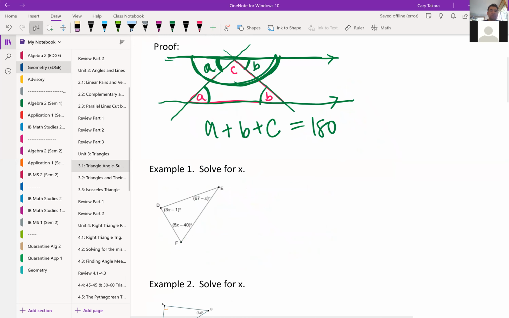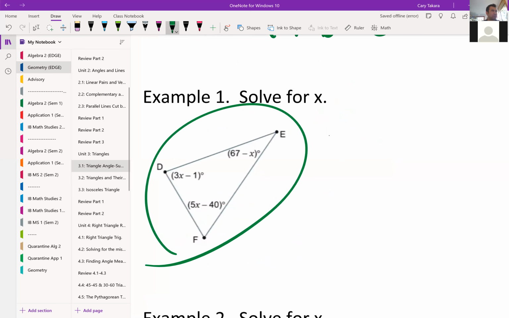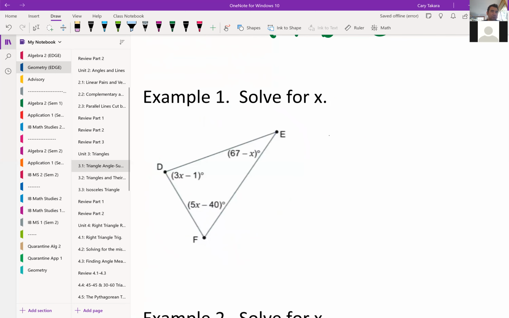So here's a question. Example number one. Let's not copy down the diagram because it'll probably take time to do that, but let's come up with an equation. We are going to solve for x. That's our goal. And how do we do that? Well, if you want to solve, you better be able to set up an equation, right? So let's set up an equation.